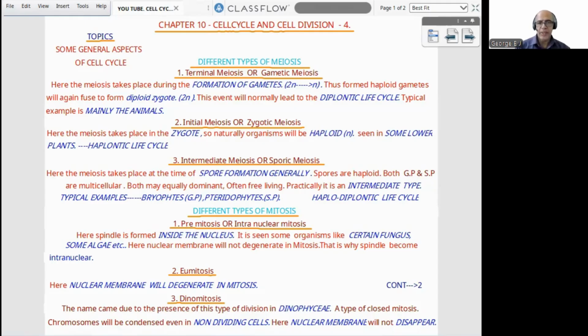A typical example is bryophytes. In bryophytes, the gametophyte is dominant. In pteridophytes, the sporophyte is dominant. And it is often called the haplodiplontic life cycle. Besides it, many others are there, like haplobiontic, diplobiontic. This way, different types will be there for us, but a maximum of 3 is needed.